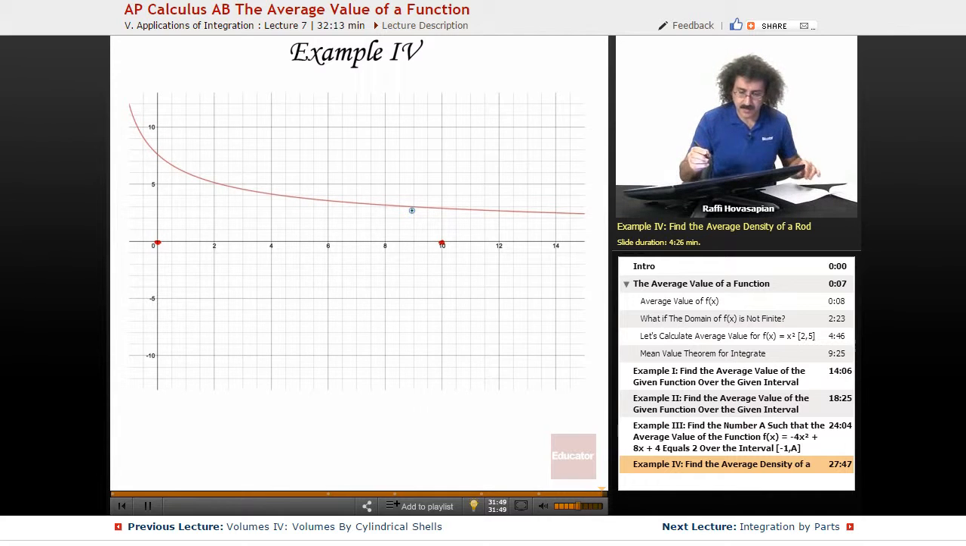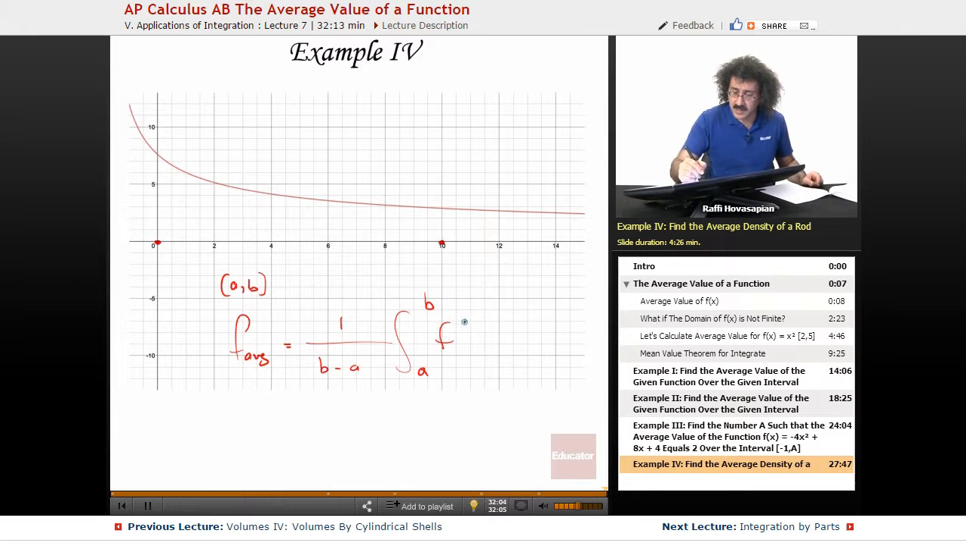Hope that makes sense. So once again, the average value of the function over the interval from a to b is equal to 1 over b minus a, the integral from a to b of f of x dx.